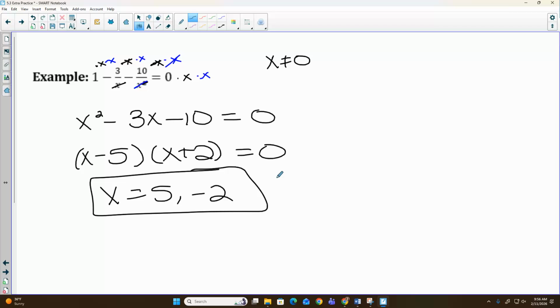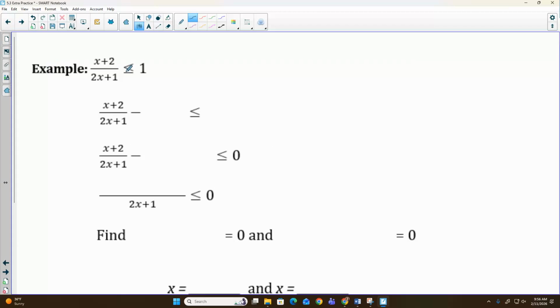Any questions there? All right, so that's the equations. If we have an equal to, that's what we do. Inequalities are a little more complicated. We can't just multiply and get rid of our denominator, because when you multiply an inequality, if you multiply by a negative, it flips the inequality, positives don't. We don't know if it's a positive or a negative.